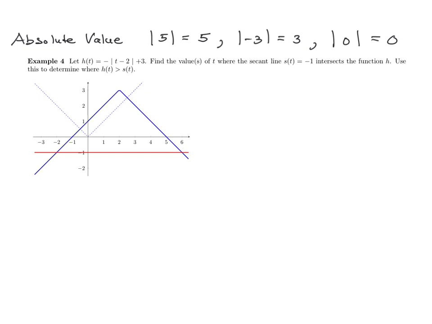That all being said, here we have the function h of t is equal to this thing. And I want to find all values of t where this function intersects this function, negative 1. So here, this is the function h, and this is the function s. Let me label those. So this is h, and this is s. And I can actually see there's 2 solutions to this equation that we're going to set up.